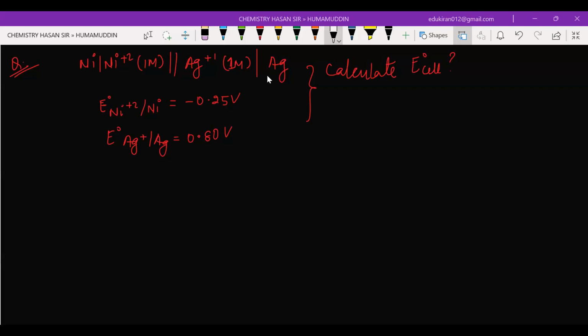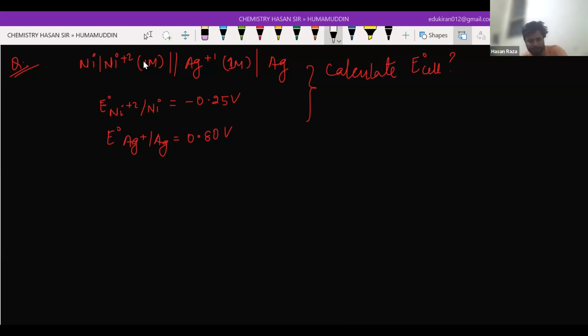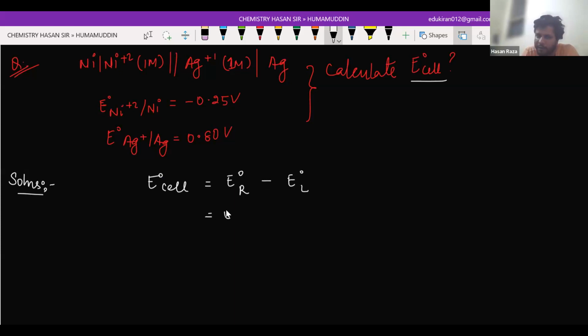What have you written? So 1.05. Okay. No, sir. Just concentrate here. If you remember the formula, you can do this.